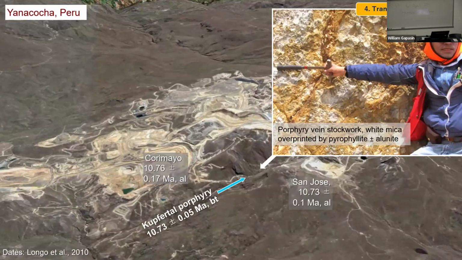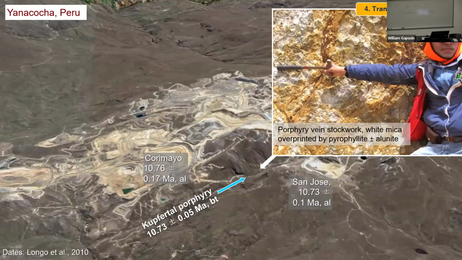And the Kufdal porphyry that was drilled. The biotite has an age of 10.73. The alunite, San Jose and Cory Mayo, 10.73, 10.76. This alunite, these lithocaps formed at the same time as the porphyry. We have no lithocap over the top of this porphyry.